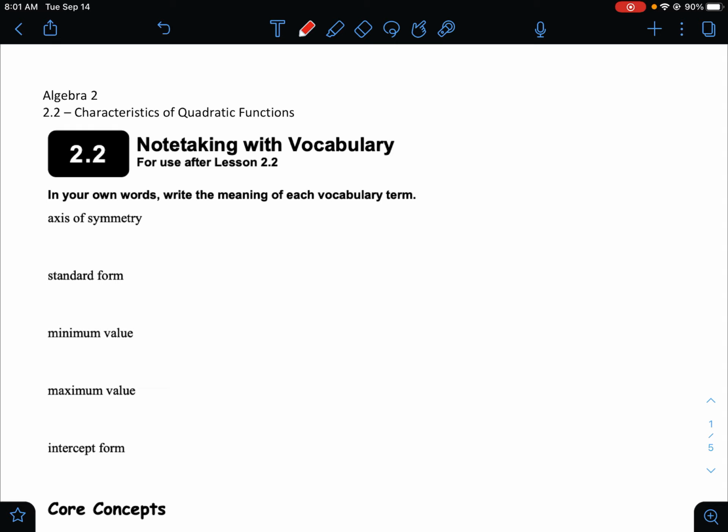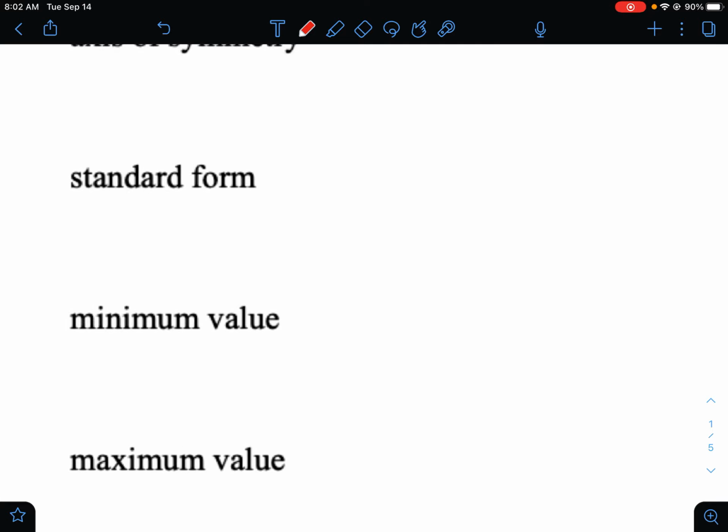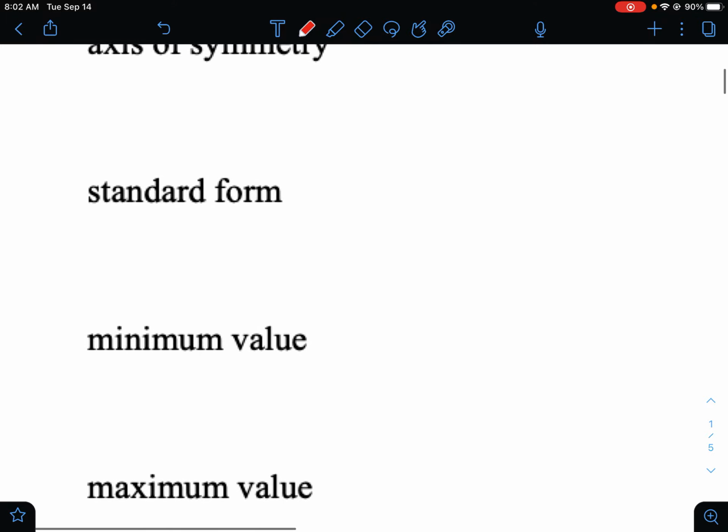In Algebra 1, you don't really graph too much with quadratics or really explore different types of equations with quadratics. And so in Algebra 2, we're going to look at quadratics that come in different forms and also how to graph those particular functions. So the first thing, we'll talk about axis of symmetry later.